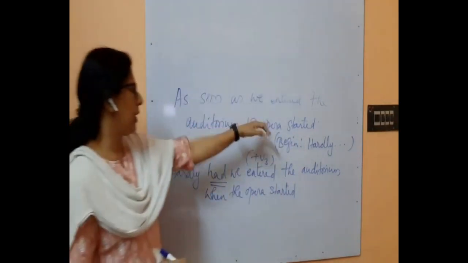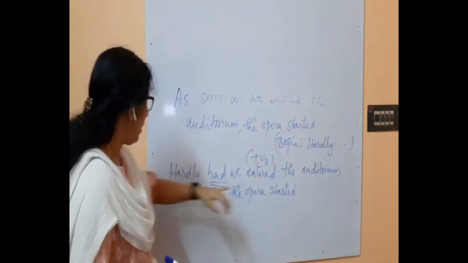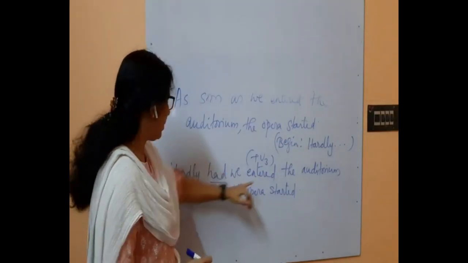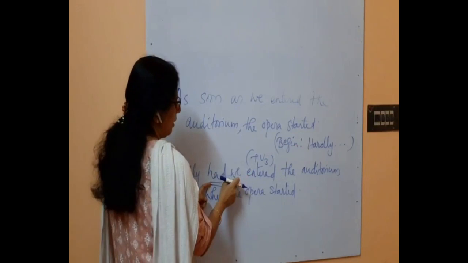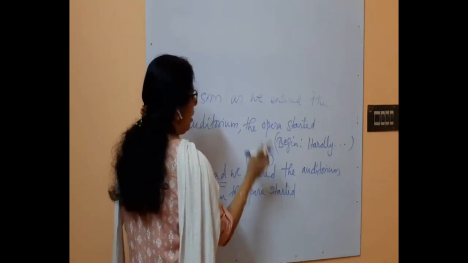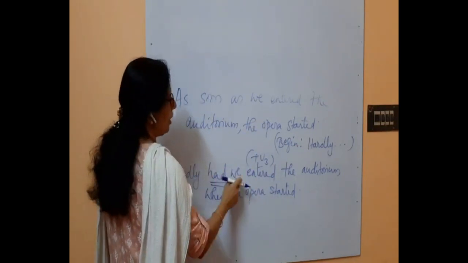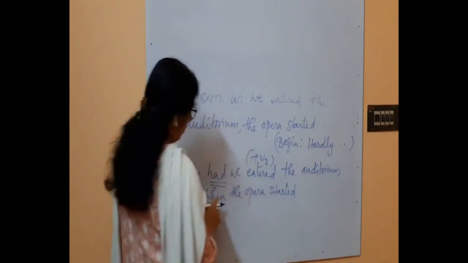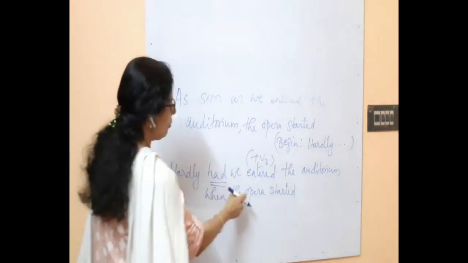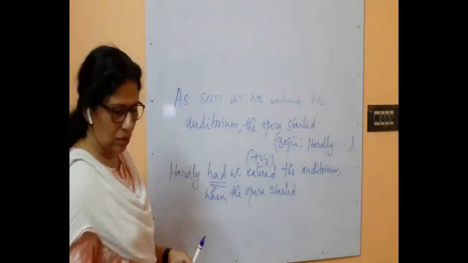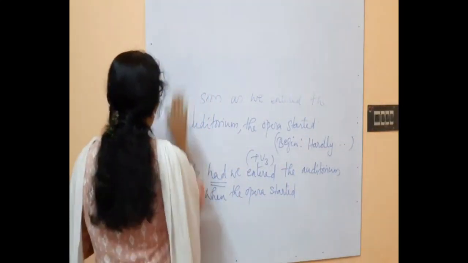Okay, so as soon as we entered the auditorium, the opera started. Hardly had we entered, not hardly we had entered. It should be first the helping verb, then the subject, then the main verb. Hardly had we entered the auditorium when. Instead of when, if you want, you can use before also. Before the opera started. Okay, so this is how we will combine with hardly.